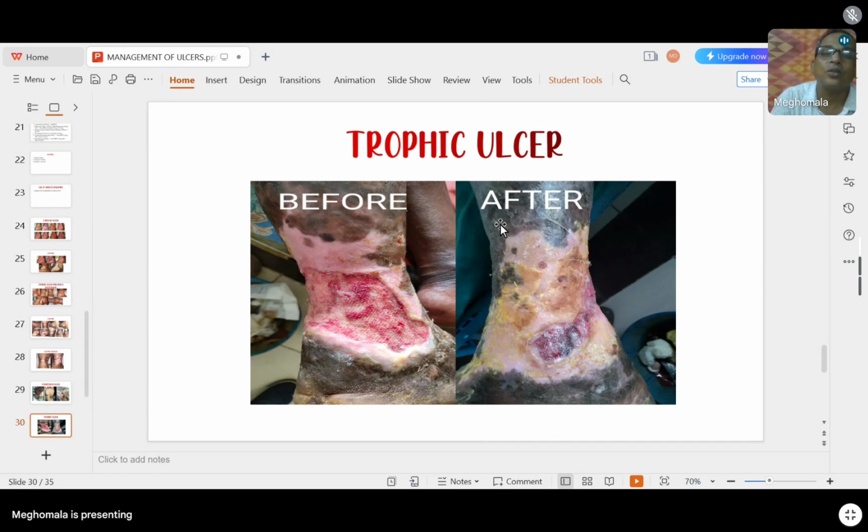And this also, you see this sort of discoloration, some sort of dry gangrene is there, and nutritional deficiency, varicosity, diabetes also, everything mixed up, and neuropathy is there, and ultimately this sort of ulcer forms, and after treatment it becomes like this.